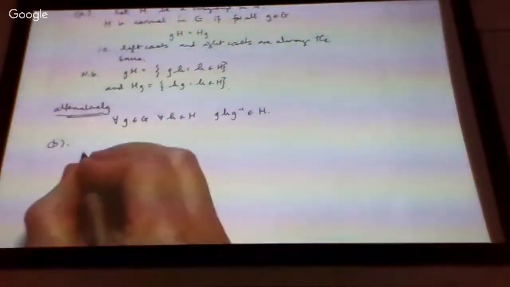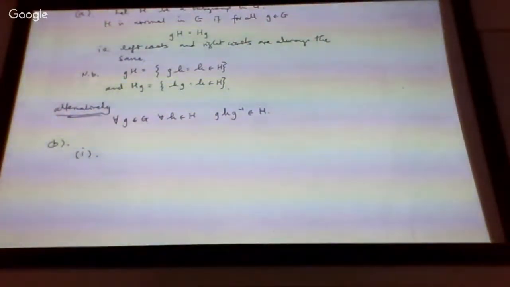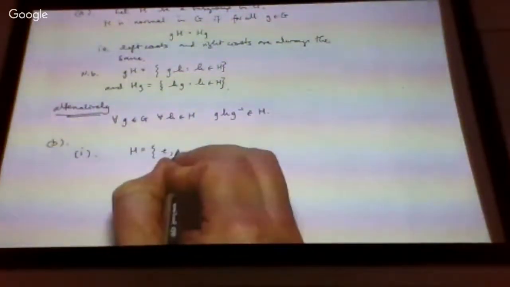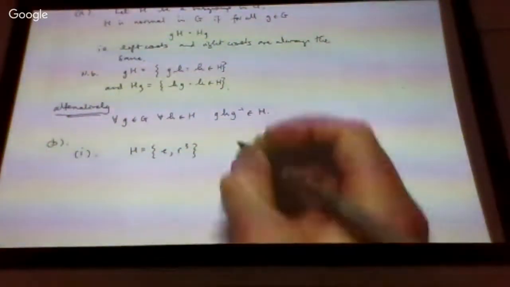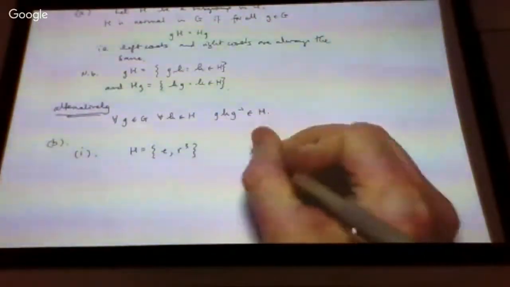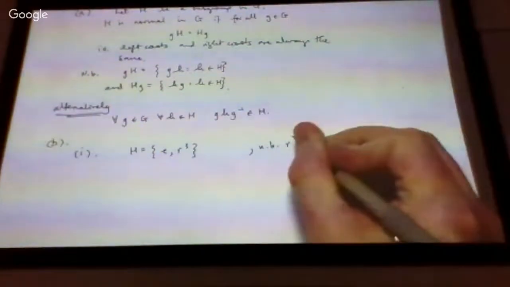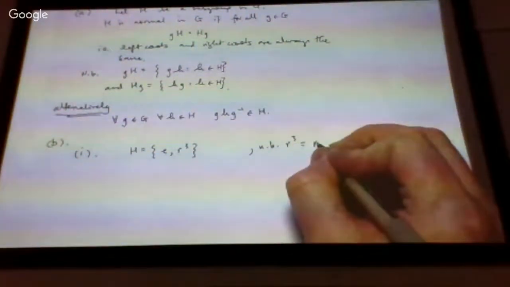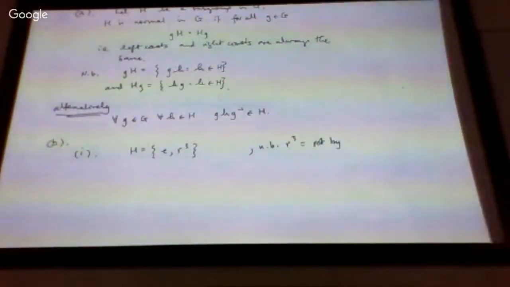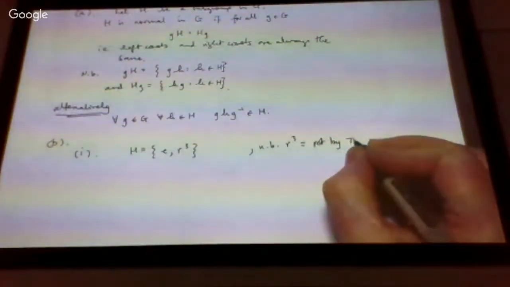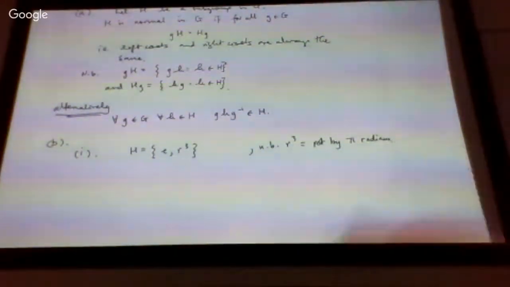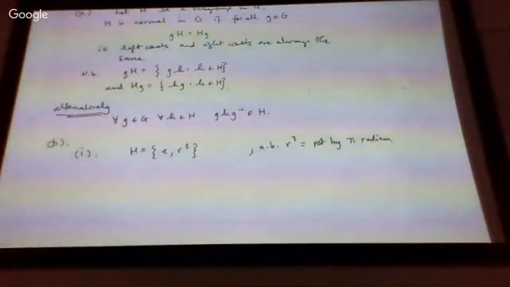So we looked at the various parts. Prove that {E, R cubed} is a normal subgroup of D6. Okay. So H is equal to {E, R cubed}. I'm just making this note for my own benefit. So this will be rotation by 3/6 of a full turn. So basically, this is rotation by pi radians. Don't say whether it's clockwise or anti-clockwise. It's the same for rotation by pi radians.